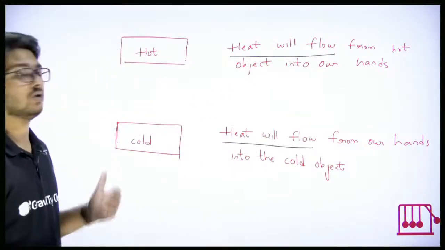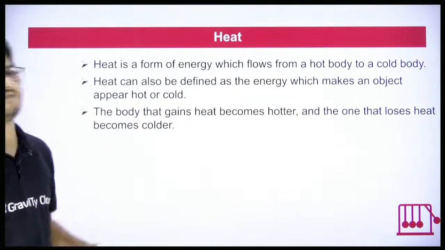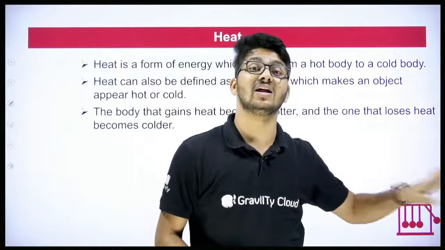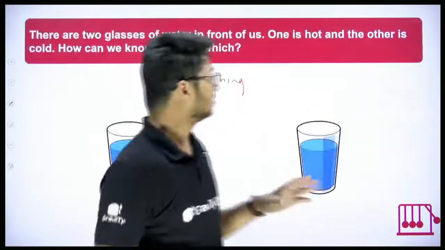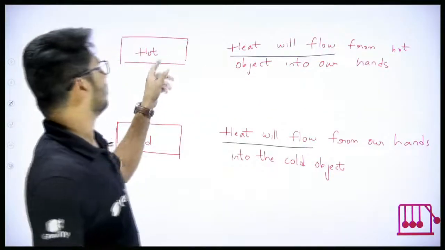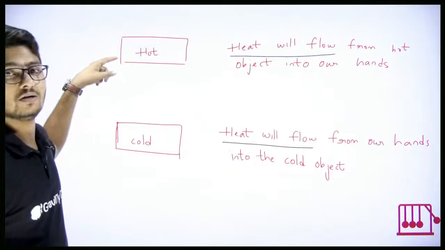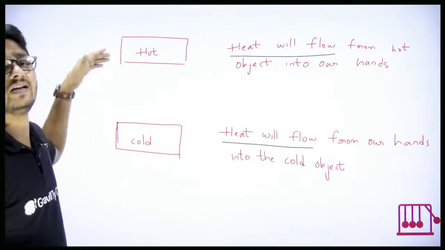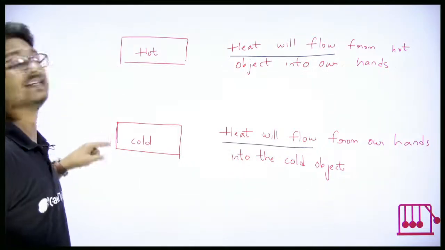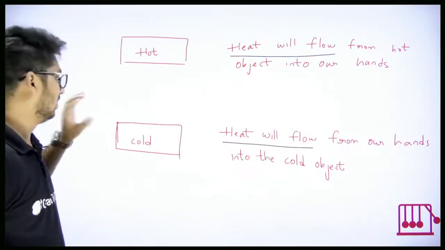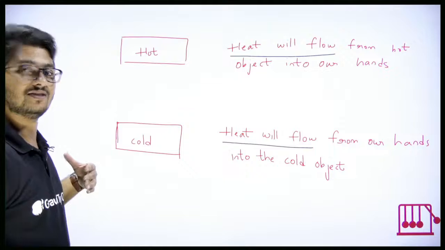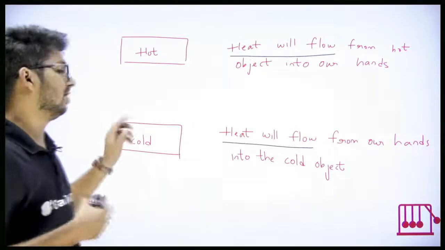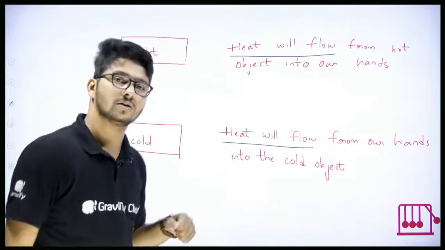So heat, how do you define heat? Heat is a form of energy which flows from a hot body to a cold body. Always. See, when I am touching a hot body, it is flowing from the hot body to us because we are comparatively cold. But when I touch a cold body, who is hotter? The cold body or us? We are. So when I touch a cold body, from our body, heat flows into the cold object.